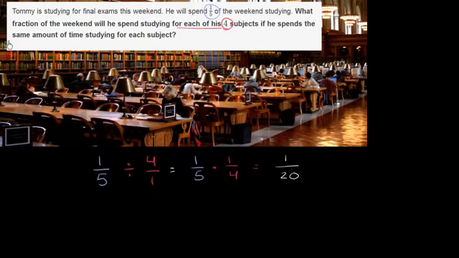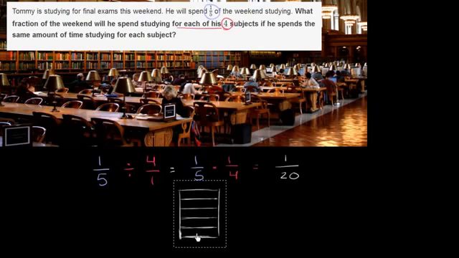Now let's also try to think about this visually. Let's imagine that this is his entire weekend, and I've divided it into 5 equal sections. And so we already know that the total amount of his weekend spent studying is 1/5. So that's the total amount studying for the weekend is 1/5.